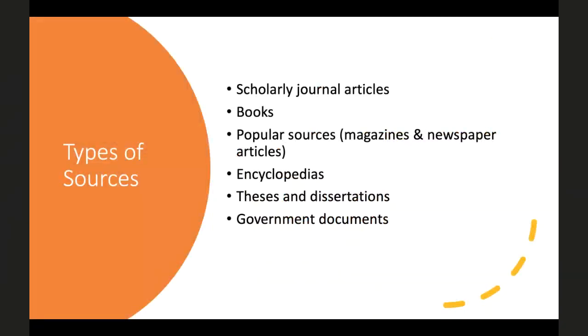We'll be looking at 6 main types of sources that you may come across during your research. They are scholarly journal articles, books, popular sources like magazine and newspaper articles, encyclopedias, theses and dissertations, and lastly, government documents.